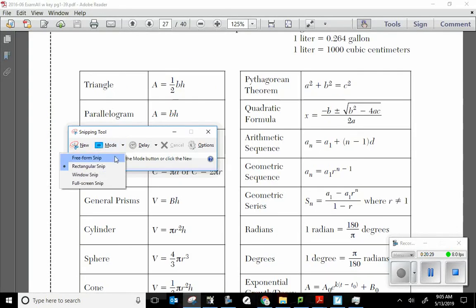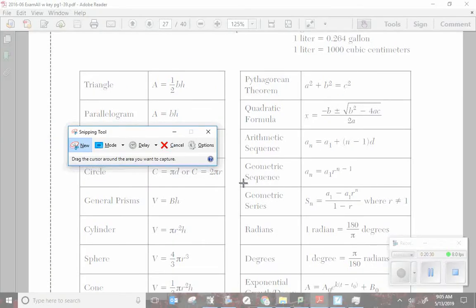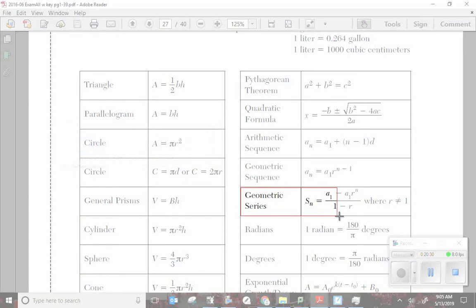Let's see again. Mode, rectangular. Oh my goodness, it worked. Let's do this.